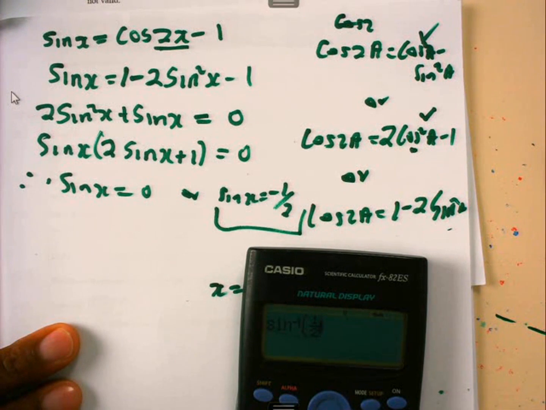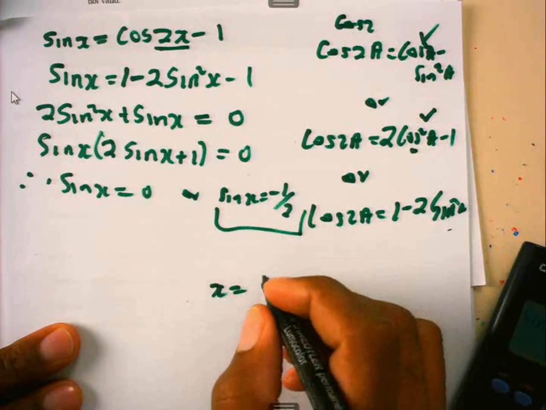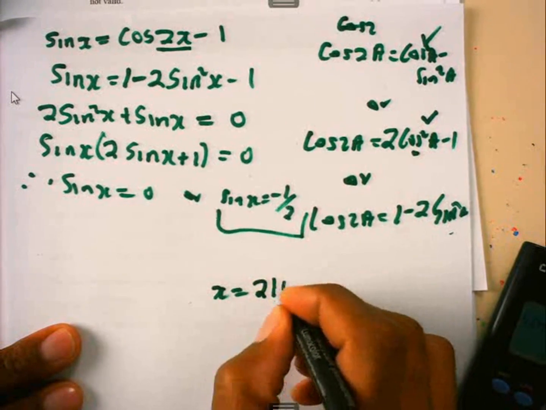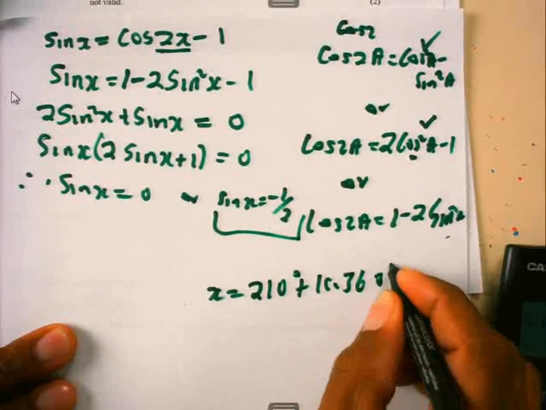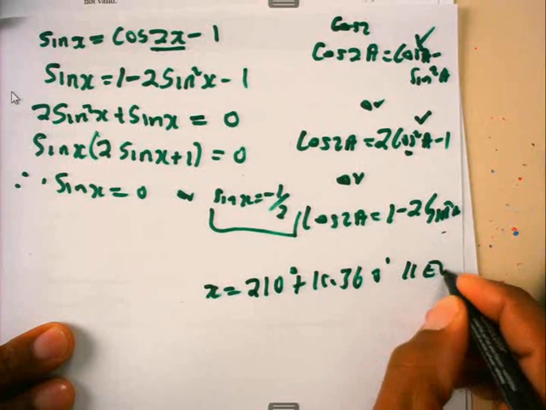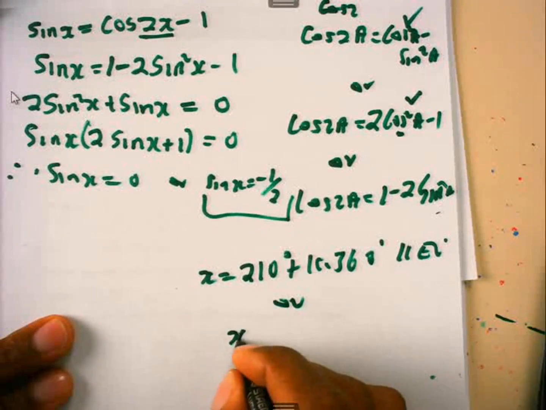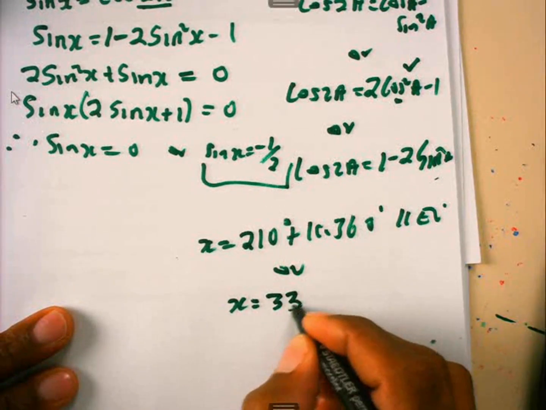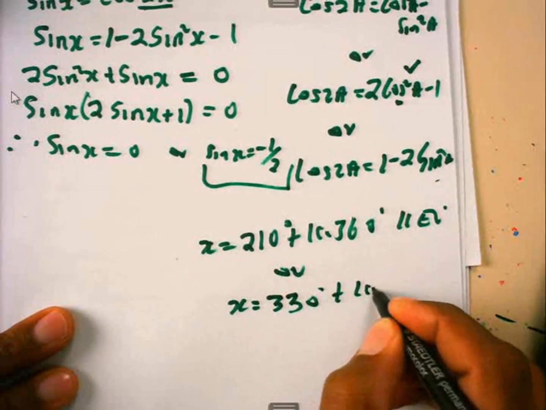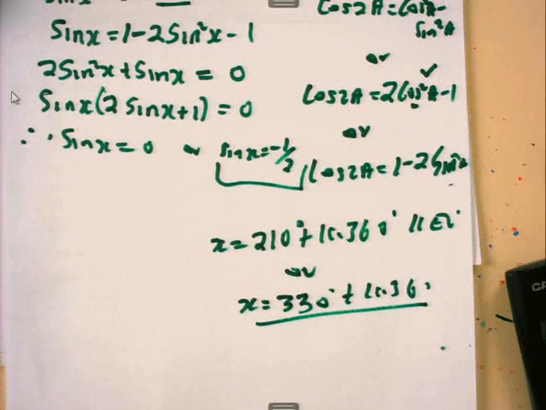Then your answer there is 30. Then it means your final solutions is x is equal to 210 plus k times 360 degrees, where k is an element of the integers. Or the other one there is what? x is equal to 330 degrees plus k times 360. These are your final answers, right?